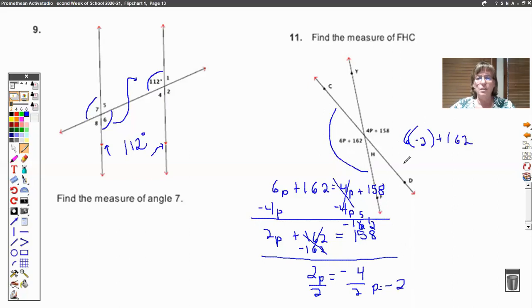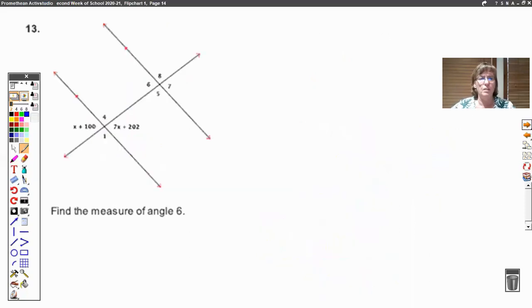And 6 times negative 2 is negative 12. And so we're just going to subtract that. 2 minus 2 is 0. 6 minus 1 is 5. And 1 minus 0 is 1. So this is 150 degrees. So it's just doing all those steps one at a time.